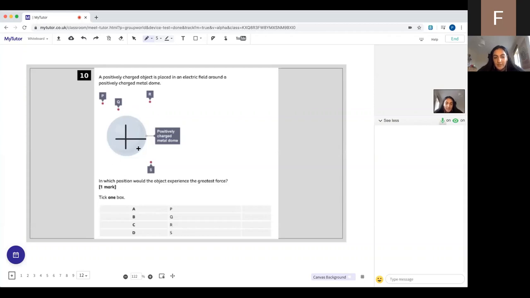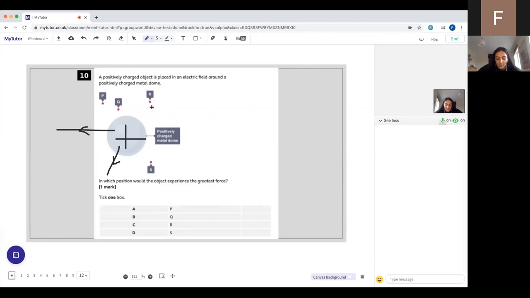on this dome. So the positive charge here. The field lines always go from positive to negative. So from positive, we're going to go radially outwards. And where the field lines are closer together, we have the greatest force.